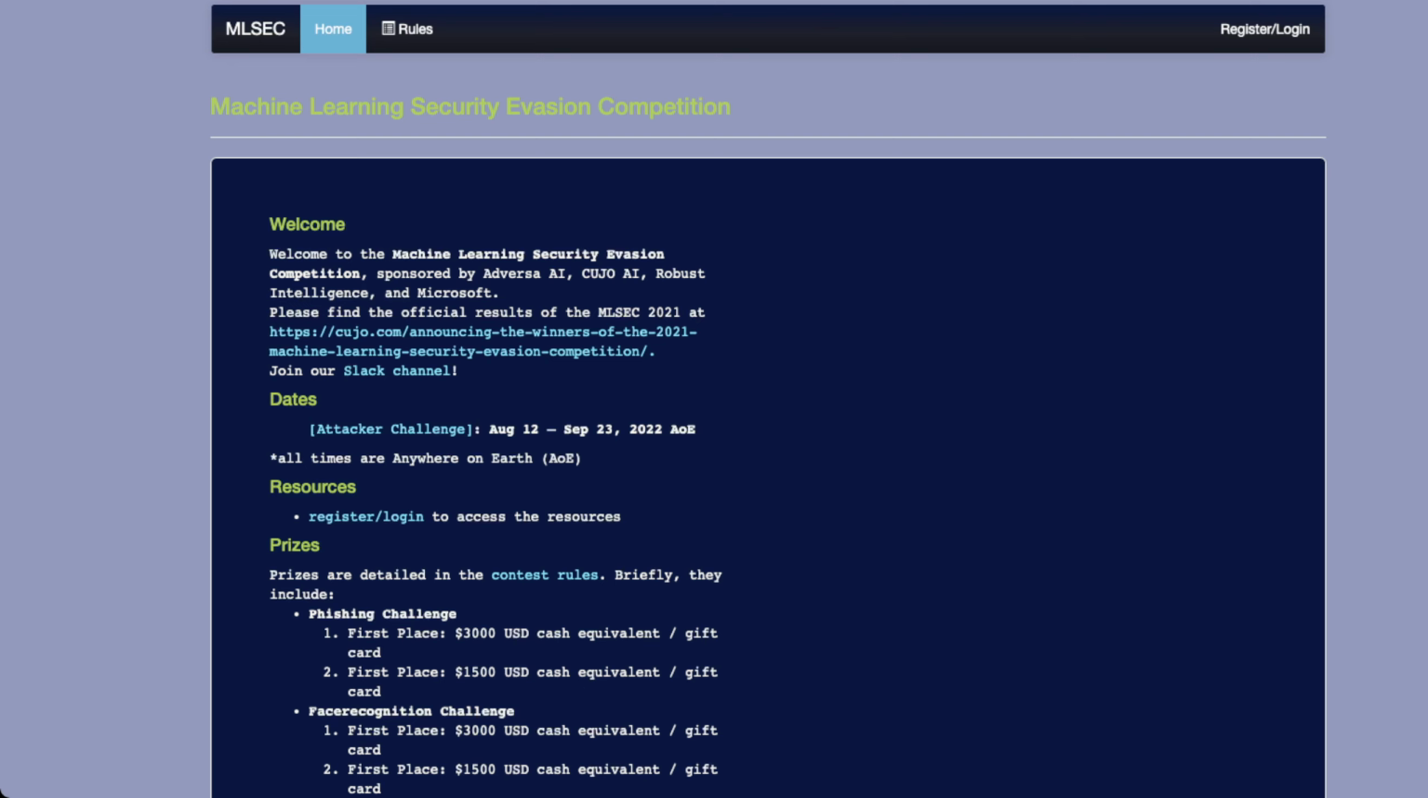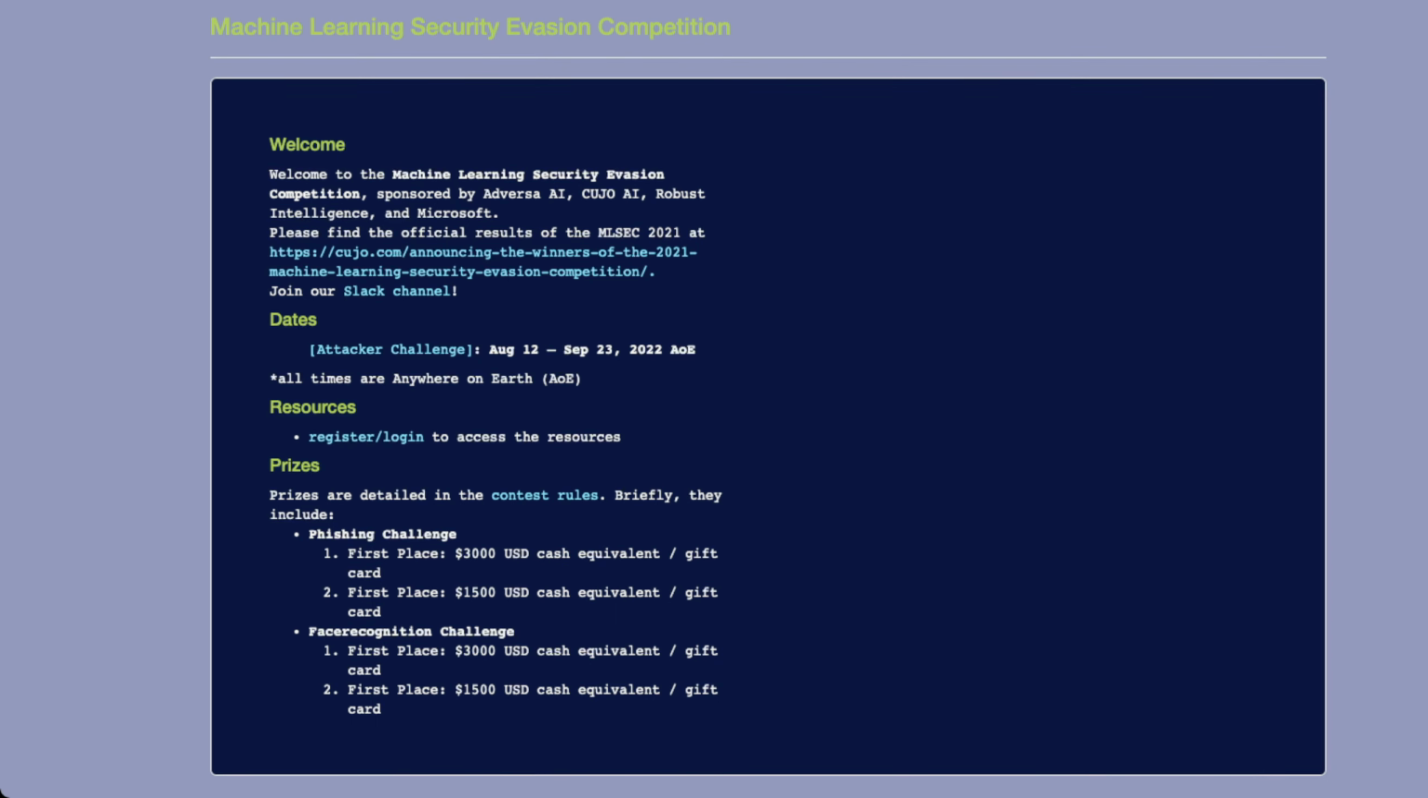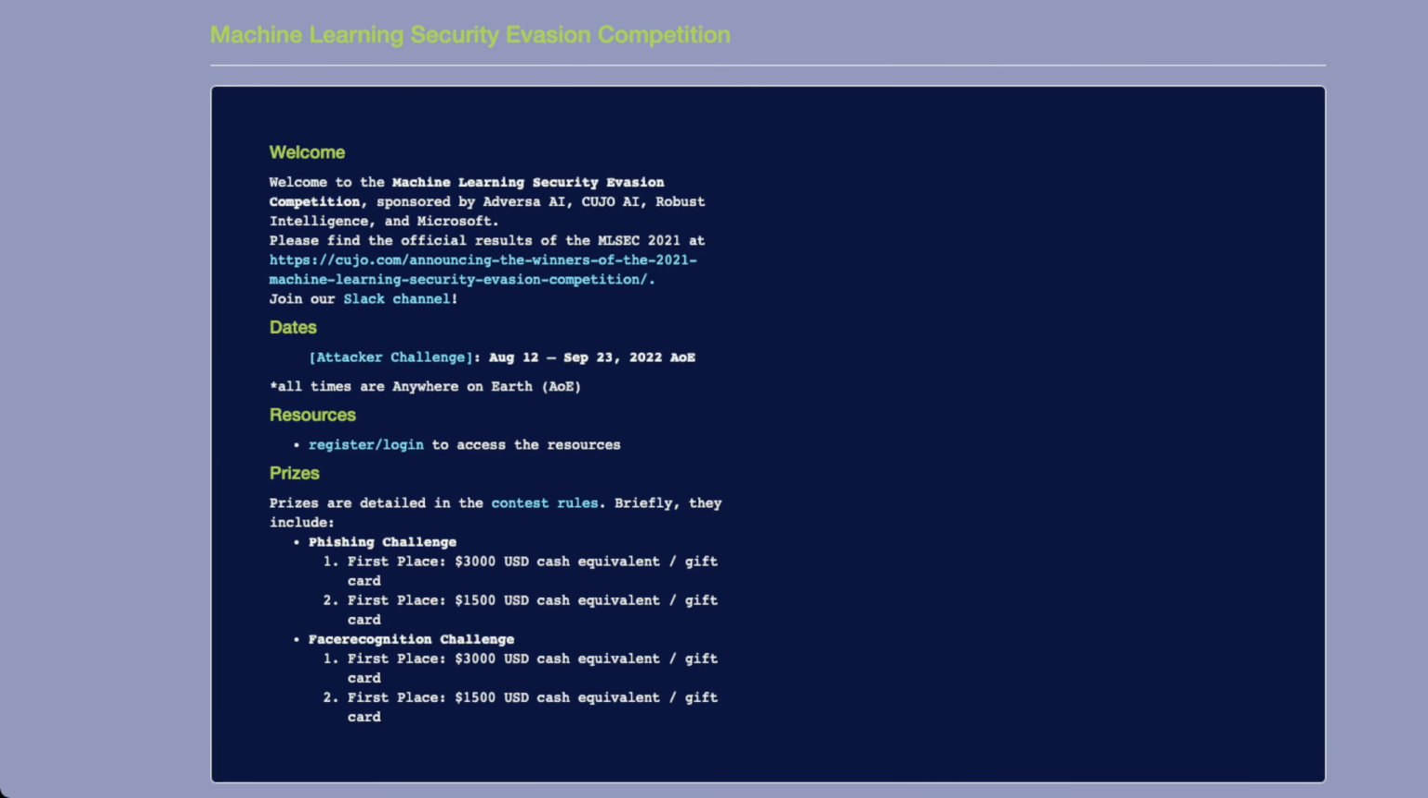So this is the result of an annual competition for ML security called Machine Learning Security Evasion Competition. And the person whose work we're showcasing here today actually got second in one of these competitions. And they impressively ended up with a full RCE exploit. RCE stands for Remote Code Execution.